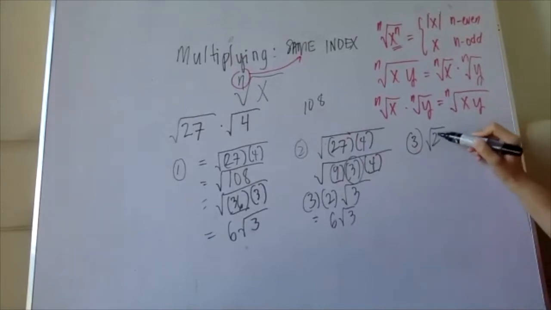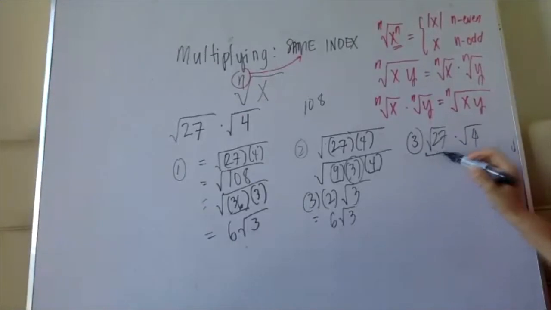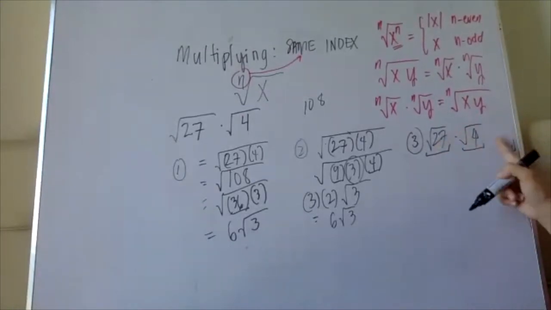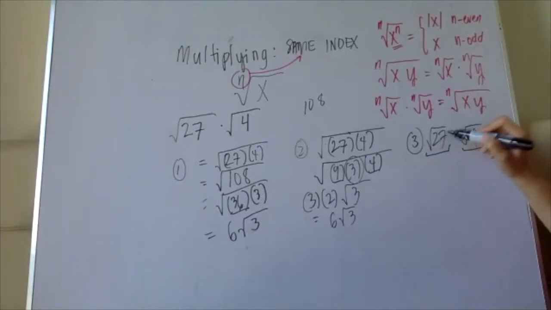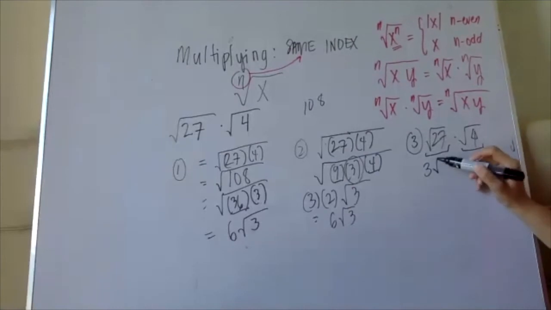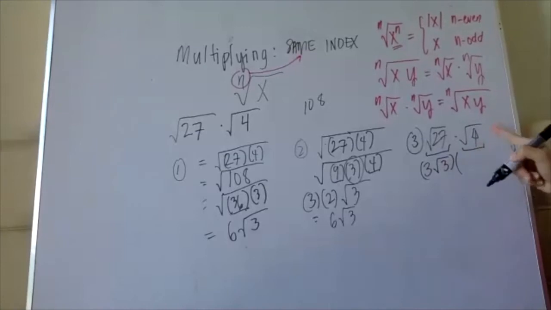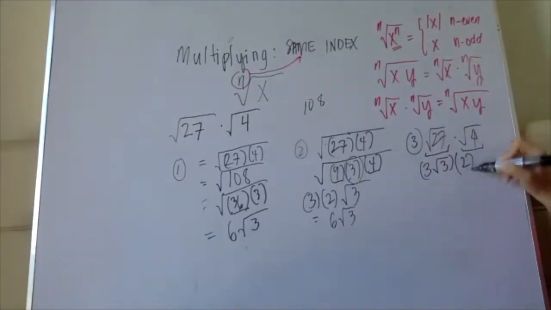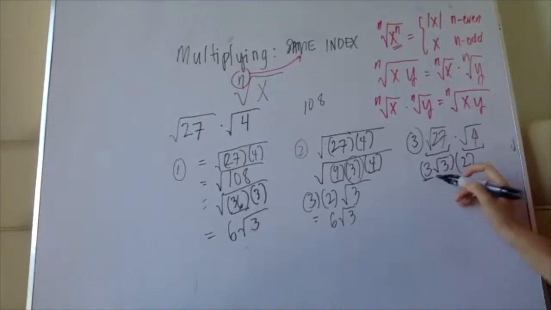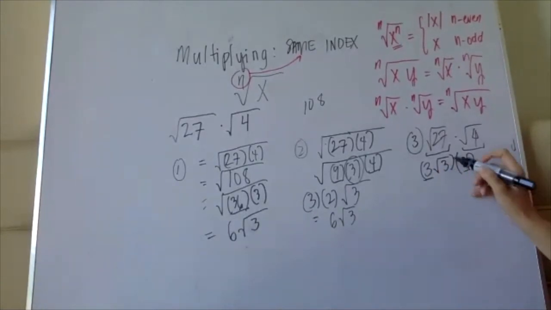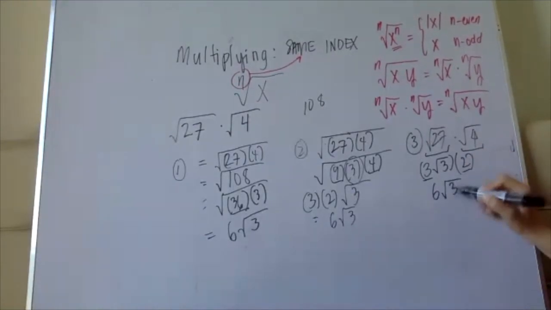Okay, so here we have 27 times square root of 4. Let's simplify this first. For the third method, simplify first one by one, then multiply. Simplifying this one, we know that this is equal to 9 times 3, so we can take out 3 square root of 3. How about this one? This is the square root of 4, which is just equal to 2. So when we multiply, we multiply the coefficient times the one inside the radical. So 3 times 2, that's equal to 6 square root of 3.